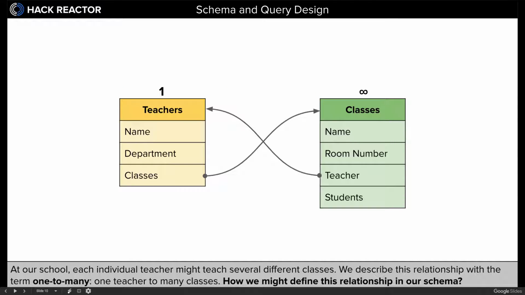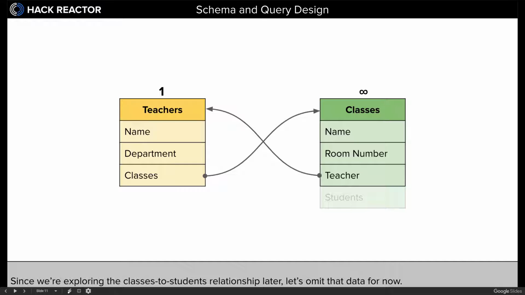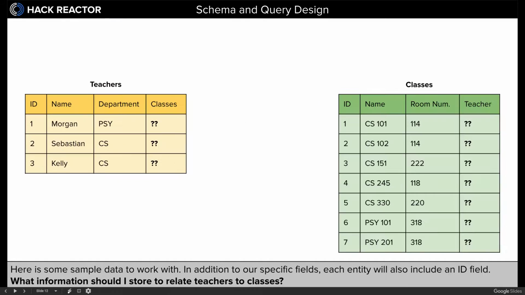So first we're going to start with teachers. So obviously this is a one-to-many database relationship. It's signified here: this is the one, the infinite sign is the many. We can have one teacher that is teaching many classes. So when you're setting up your database, this is the way you need to think about setting it up: where are the relationships? This relationship is described as a one-to-many, one teacher to many classes, and how might we define this relationship in our schema? Since we're exploring the classes to students relationship later, let's just omit that for now.